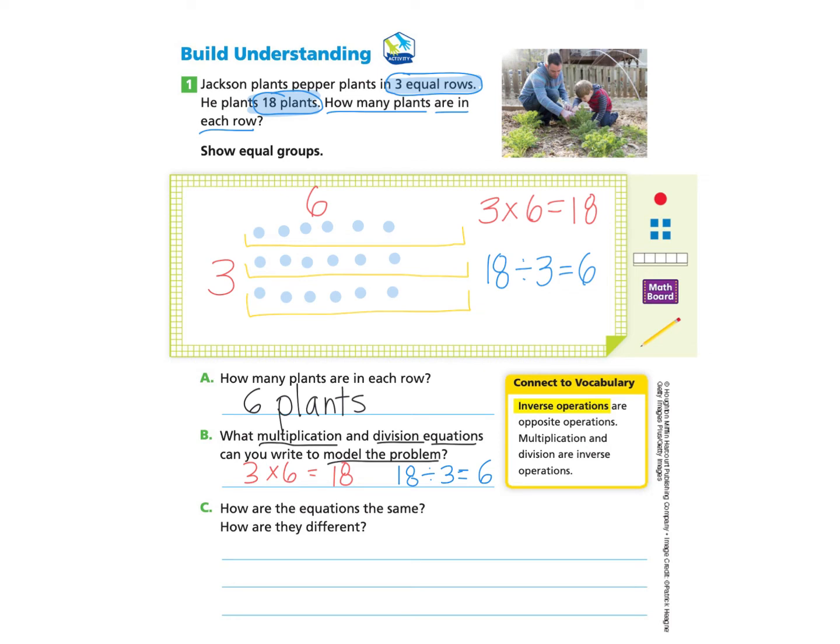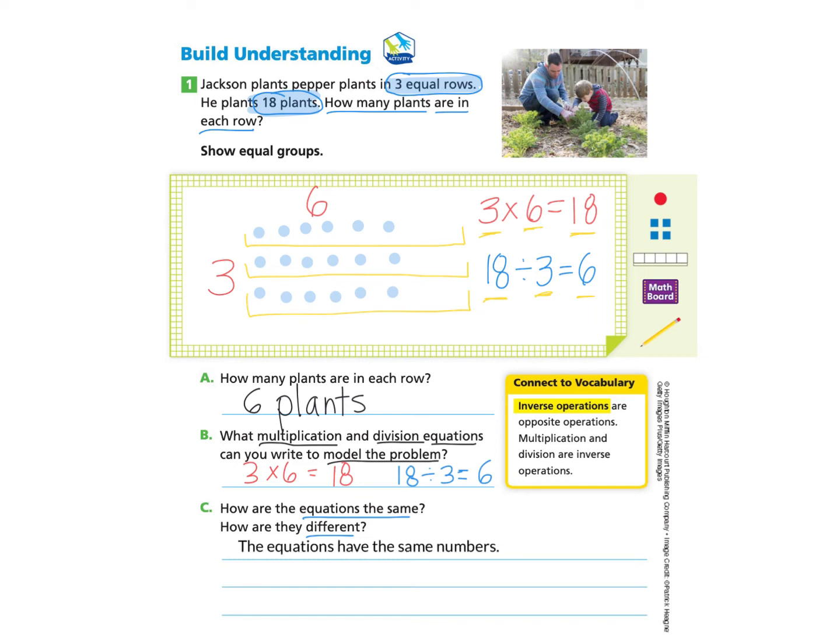Now I want you to take a look at part C. How are the equations the same, and how are they different? Again, maybe you'd like to try this on your own and push pause and come back. When you're back, I'm wondering if you noticed that the numbers in both equations are the same. We use the same numbers. So that's a way that they are alike.